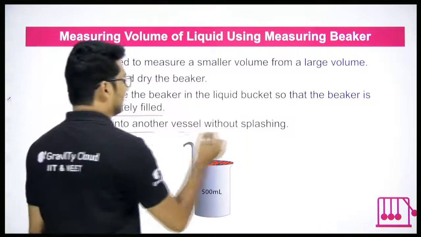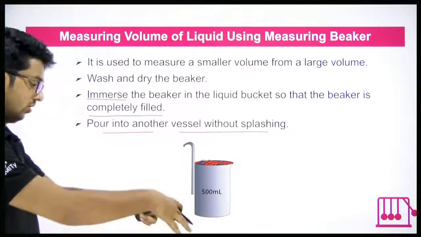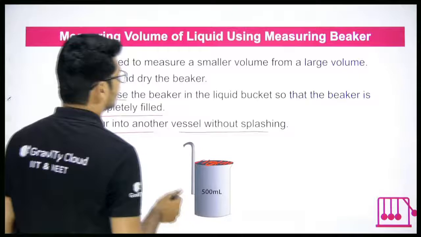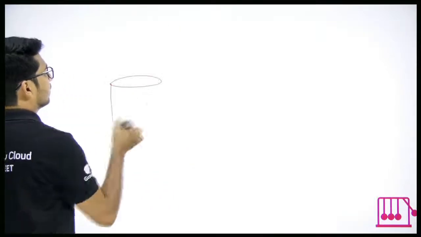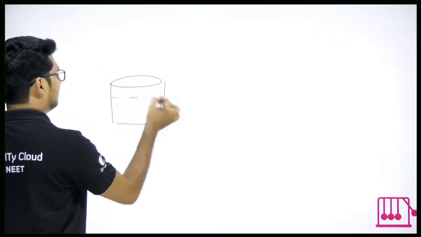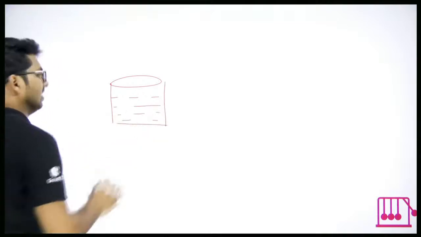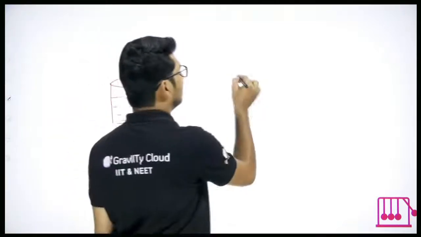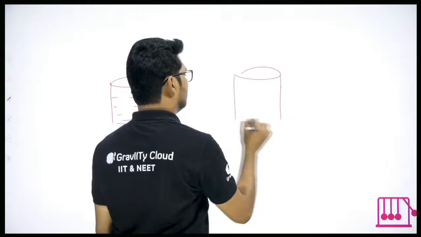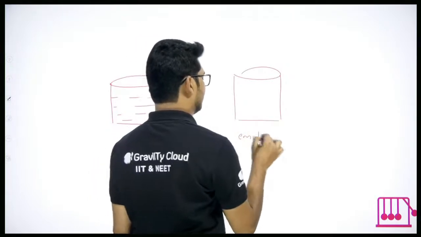Now pour into another vessel without splashing. So you have one bucket here, let's say. This is filled with liquid, and you have to measure it. This will be an empty bucket.